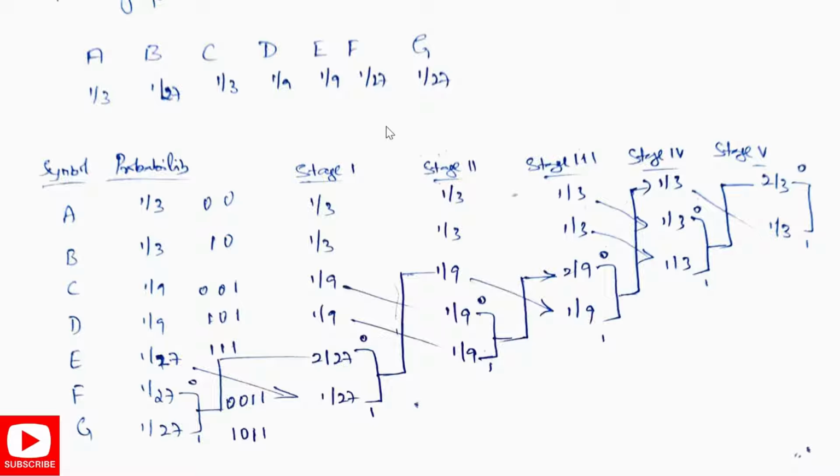And finally, here you can observe stage 1. These 2 get added and you get 2 by 27. Again, now these 2 get added and that becomes 1 by 9. And again this 1 by 9 gets added to 2 by 9. 2 by 9 and 1 by 9 get added to 1 by 3. And 1 by 3 and 1 by 3 get added to 2 by 3. And finally, the 2 by 3 and 1 by 3 get added as 1.